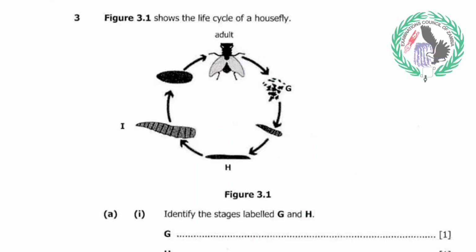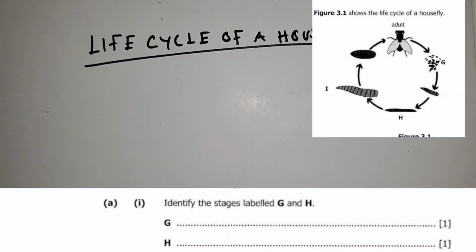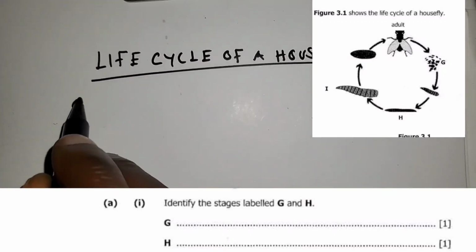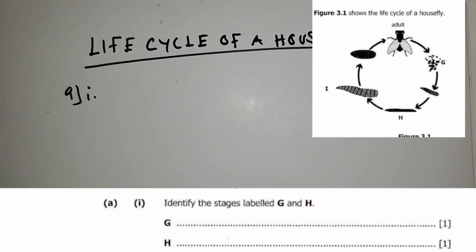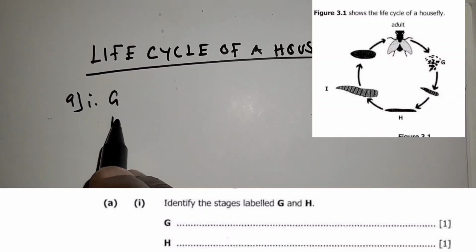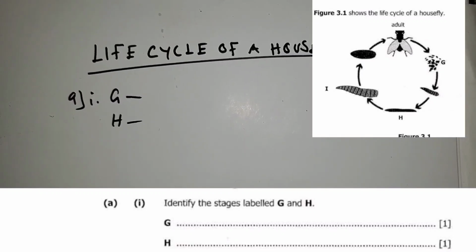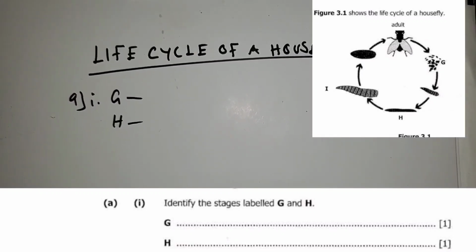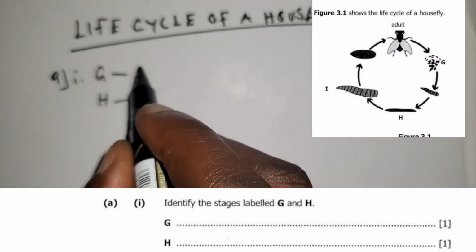We have a life cycle of a housefly. So the question reads, figure 3.1 shows the life cycle of a housefly. Okay. Then question A1, they're saying identify the stages labeled G and H. Okay, the stages labeled G and H. So when you look at G, those are eggs.